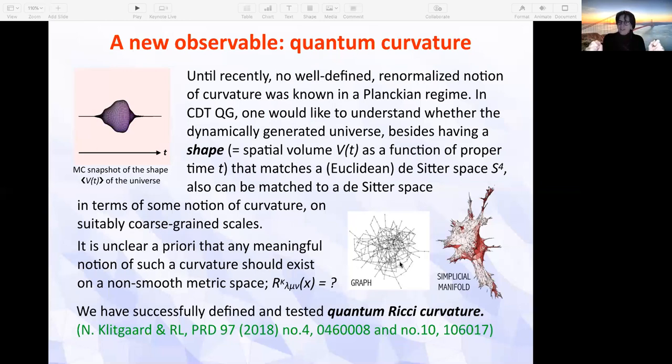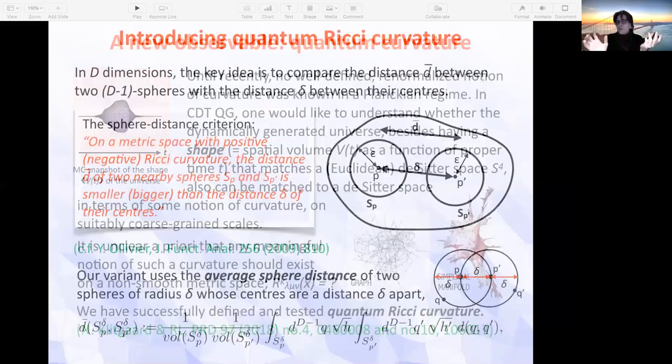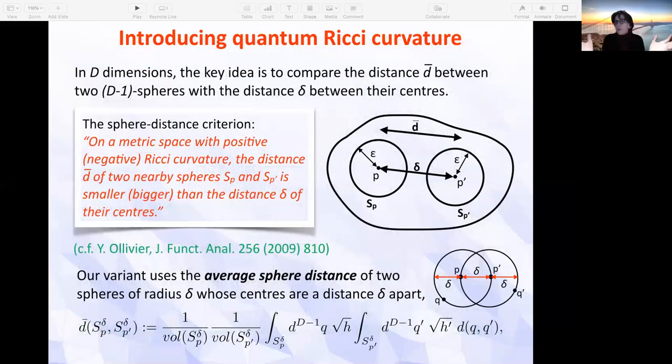Now, I come back to a point I made earlier. Lots of progress has been made in mathematics in studying geometry beyond classical Riemann. People working in discrete mathematics, it's somewhat of a booming business, are looking into generalized notions of curvature. What my student Nila Sklitko and I have done is, inspired by some such development, define a notion of Ricci curvature that is applicable in a Planckian regime, on our Planckian pieces of spacetime. That's what we call the quantum Ricci curvature.